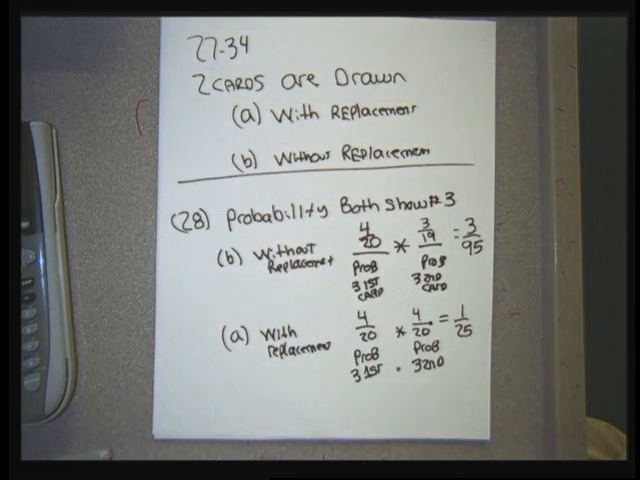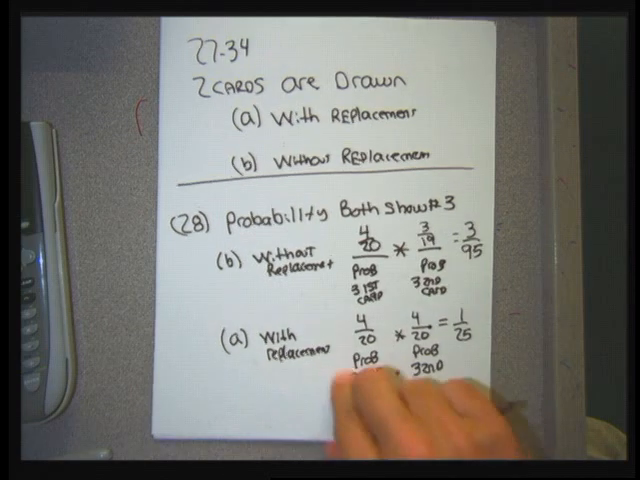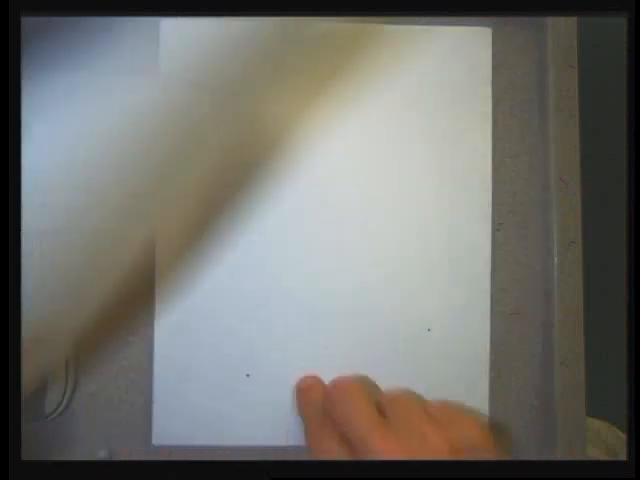So I'm going to do 30 and 32. 30 wants the probability that the first is a 2 and the second is a 4.